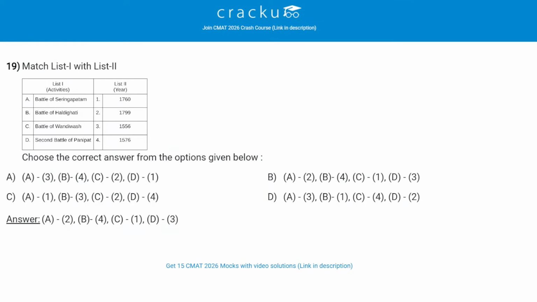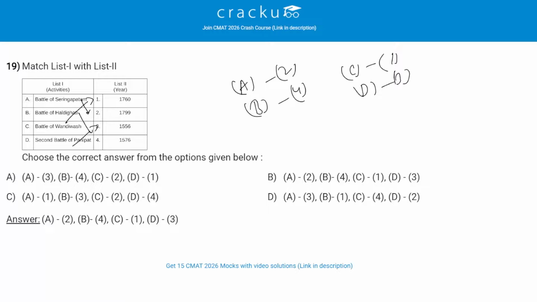In this question, we have been given the battles with their years. So Battle of Seringapatam, it occurred in the year 1799. The Battle of Haldighati, it occurred in the year 1576. The Battle of Vandivash, it occurred in the year 1760. The Second Battle of Panipat, it occurred in the year 1556. So basically, A will go with 2, B will go with 4, C will go with 1, and D will go with 3. So A2, B4, C1, D3, option B is the correct answer.